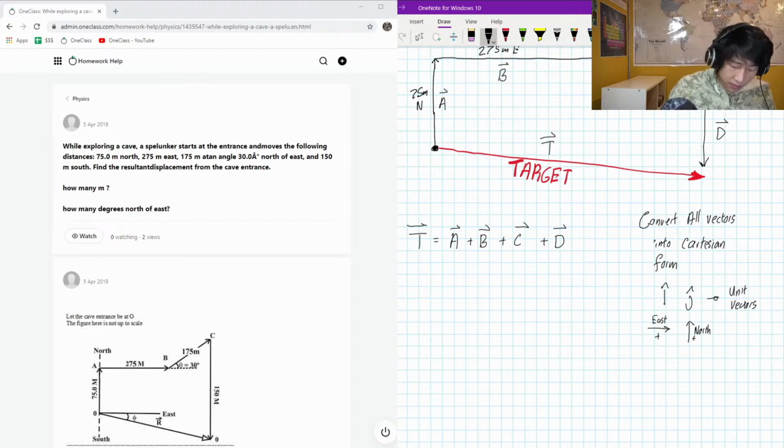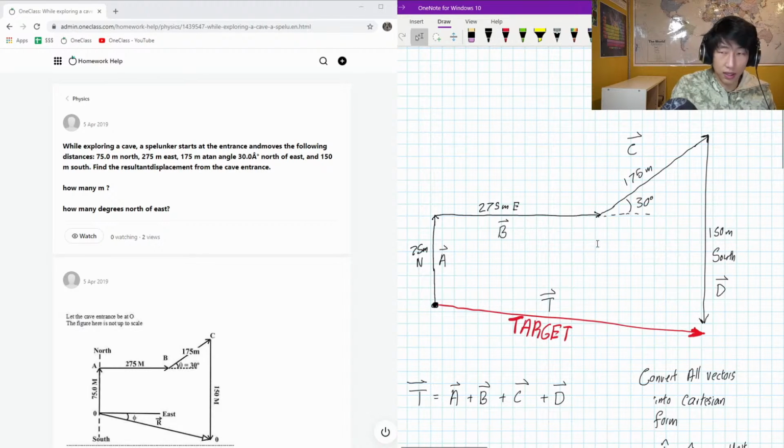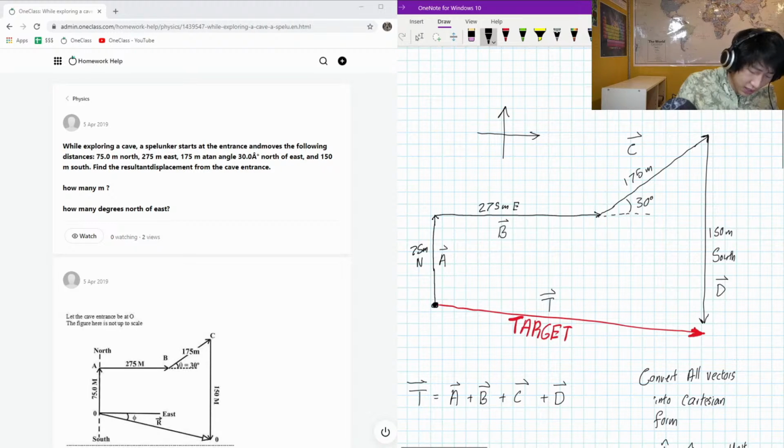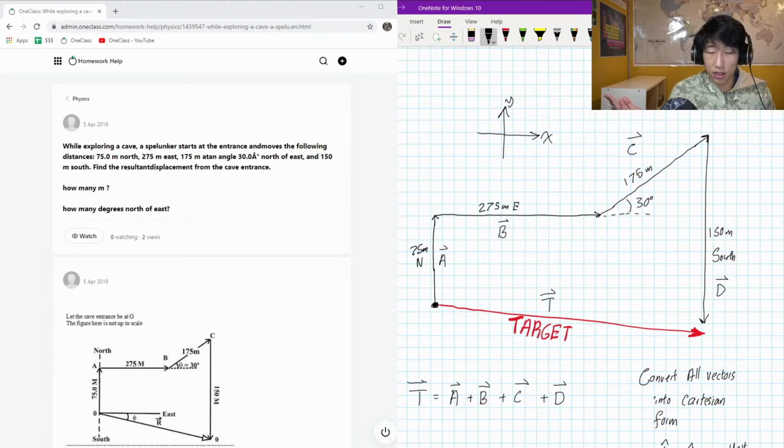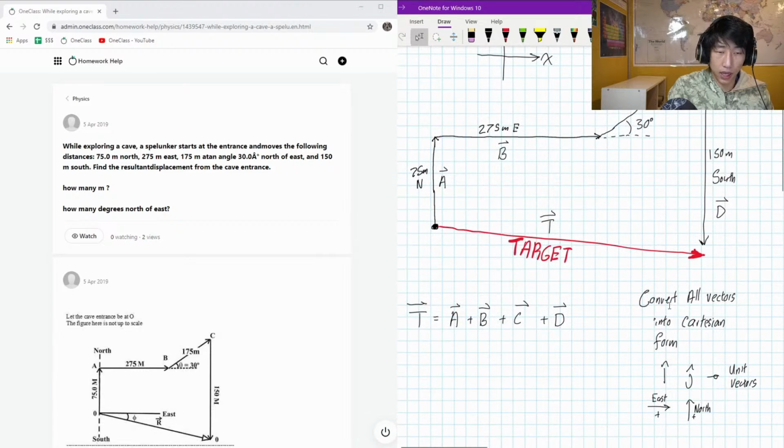So instead of using northeast, south, and west, maybe you might be more familiar with a Cartesian system of x and y. We still have two perpendicular directions, but it's just a different way of representing them. Just imagine east and north like this, and how we're going to make these vectors with i and j components in Cartesian form is actually fairly straightforward.